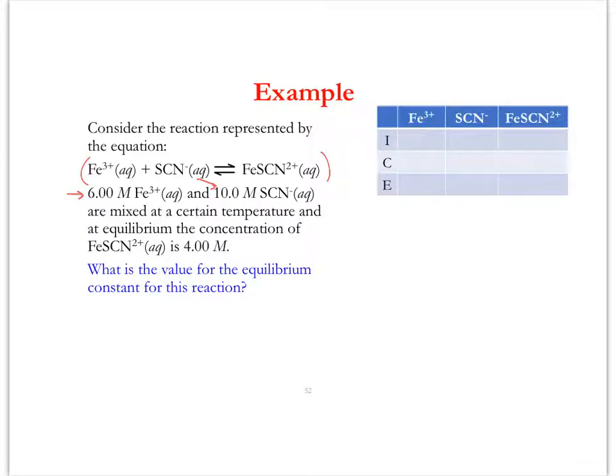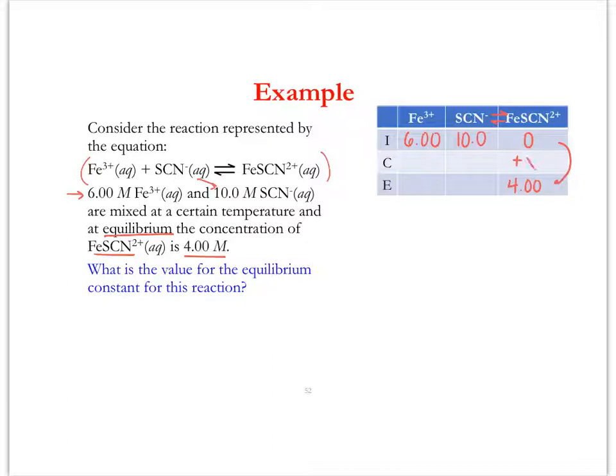So we're given the initial amounts of the two reactants. I should put the arrows in here. And we're given the equilibrium concentration of the product. How much did we start with? We started with none. So how did we get from 0 to 4?